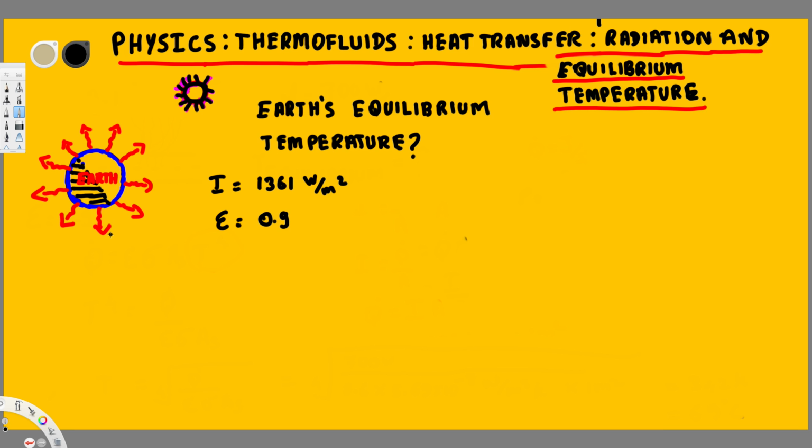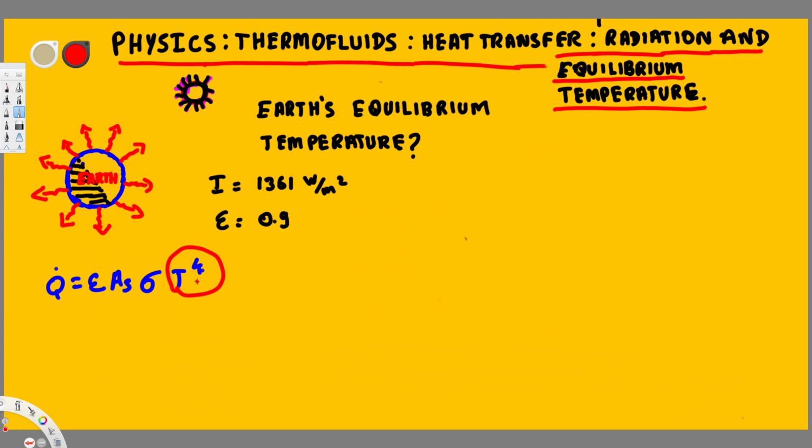Let's do this problem right here. This question is asking for the equilibrium temperature of the earth. Here they have provided the intensity received by earth, that is 1361 watts per meter square, and also emissivity is provided by 0.9. Since this is a radiation process, we can use this equation, that is q dot is equal to emissivity times surface area times sigma, that is Stefan-Boltzmann's constant, and then T power 4. This T is what we are trying to find, right?